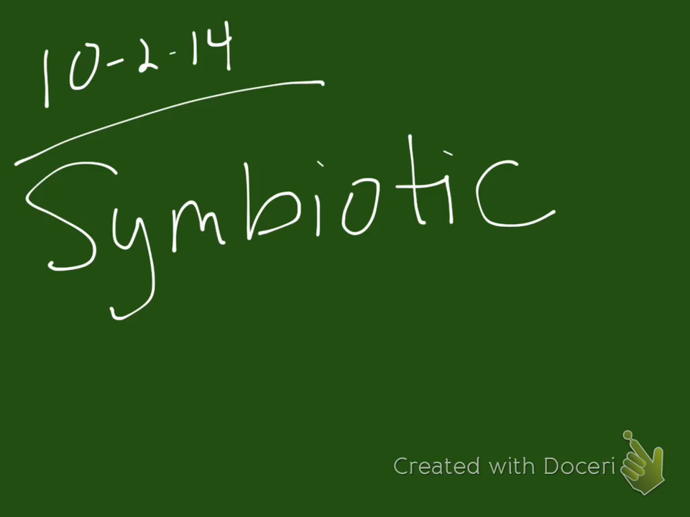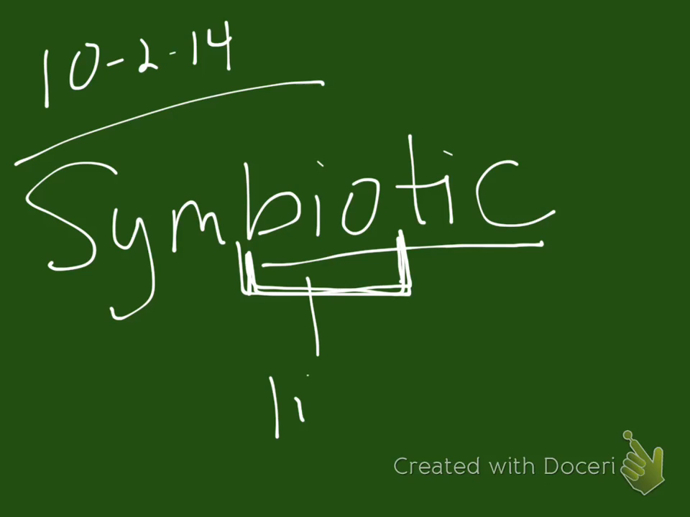What chunks of that word do you see? Yeah. Okay. Biotic, which we see this bio in here. What does bio mean? Life. So we know right off the bat that symbiotic relationships have to be between two living things. Okay? You can't have a symbiotic relationship with something that isn't living.